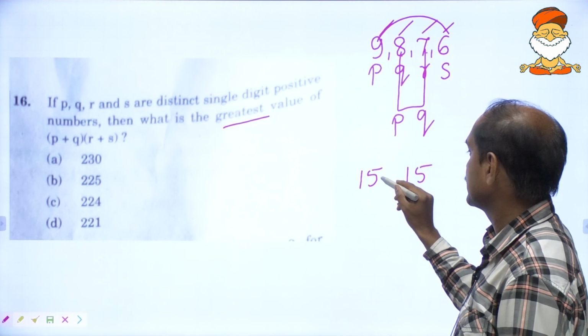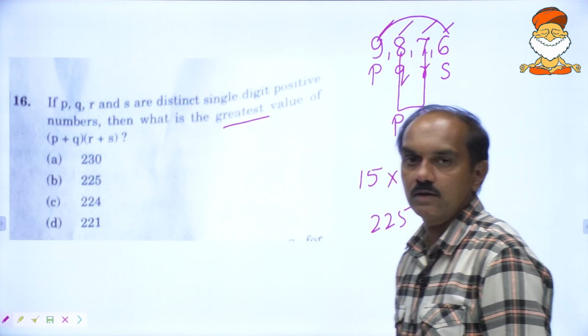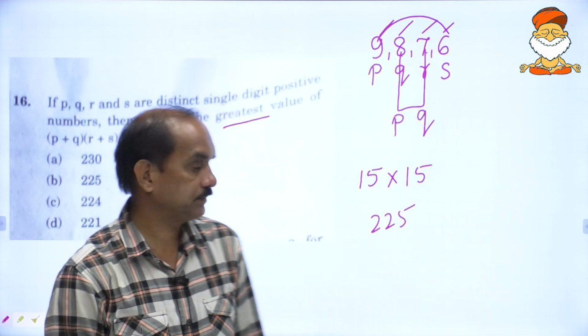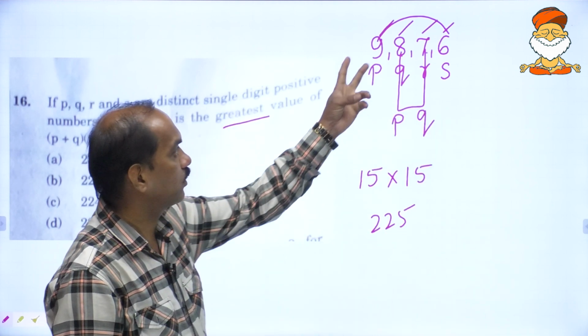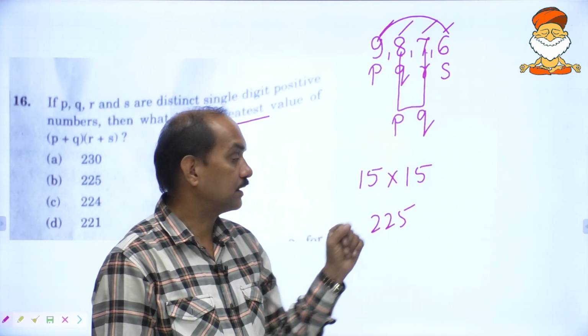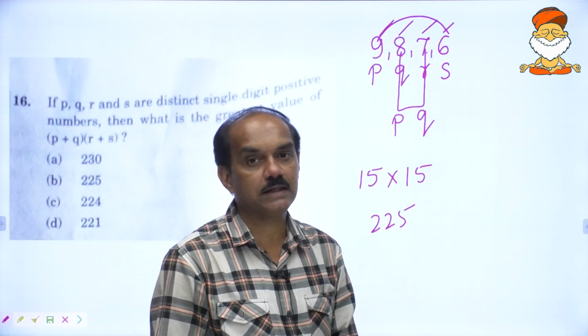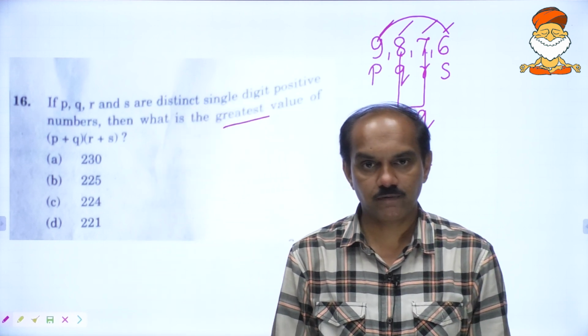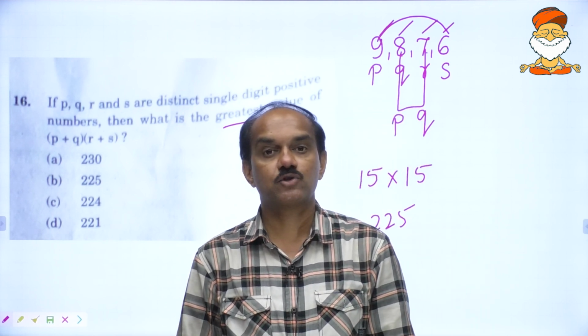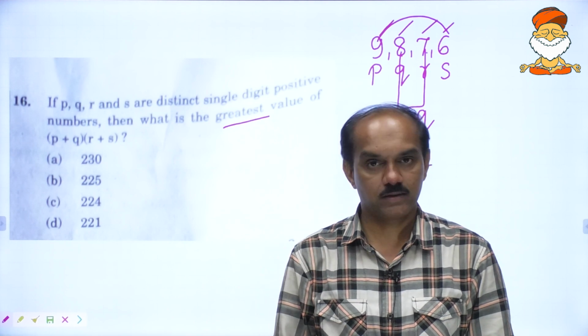So this is 225 and that is the largest. See, you will have to go for combinations in such a way that the difference between them should be the least. The difference between the sum should be the least, only then you can expect the greatest product.